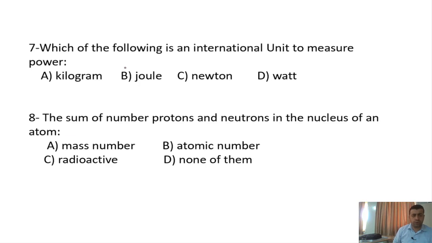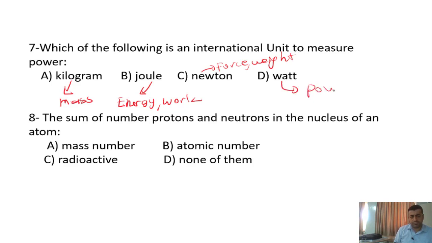Question 7. Which of the following is the international unit to measure power? So let us check this one. It represents mass. This one represents, as you remember, energy or work. Newton, it is going to be force or weight. Watt, it will be power. So the answer will be D.